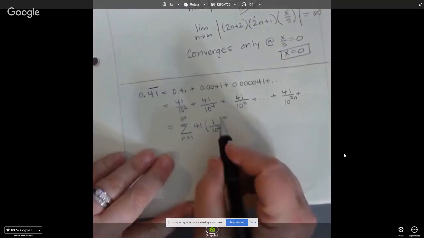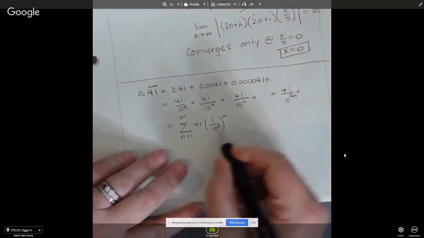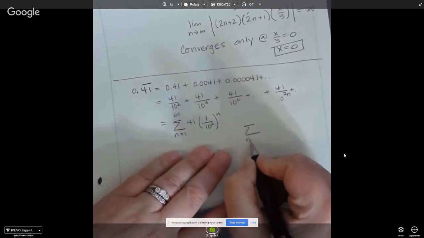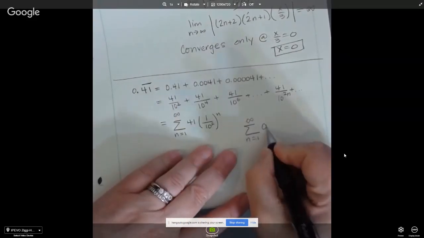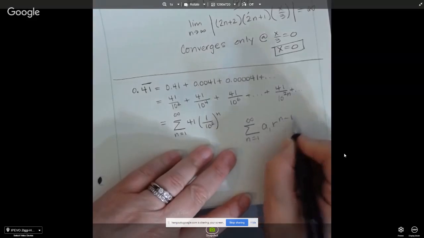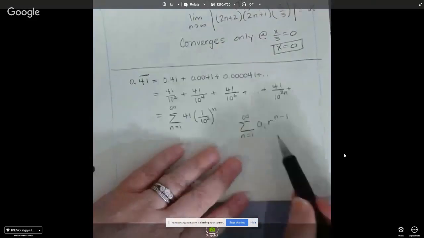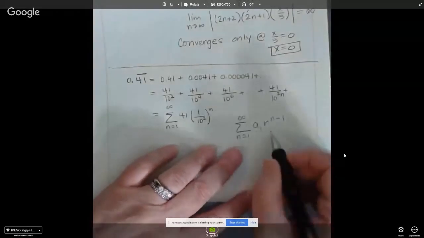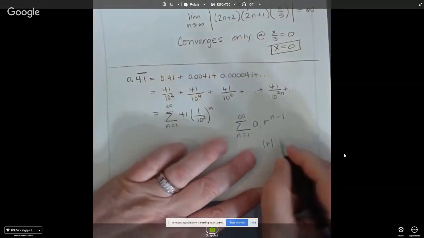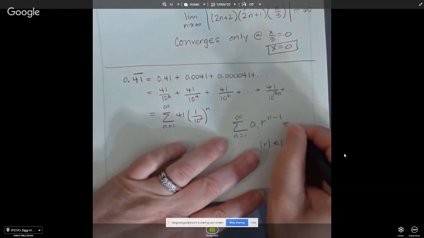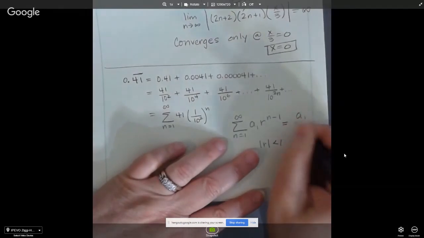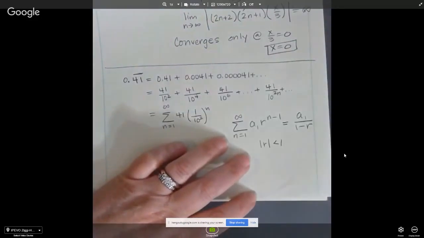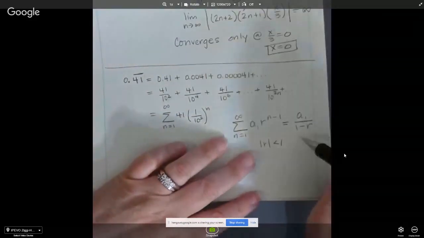Believe it or not, this is a geometric series. Geometric meaning the sum from n equals 1 to infinity of a sub 1 times r to the n minus 1, which is a blast from the past, maybe. If the absolute value of r is less than 1, this sums to a sub 1 over 1 minus r.